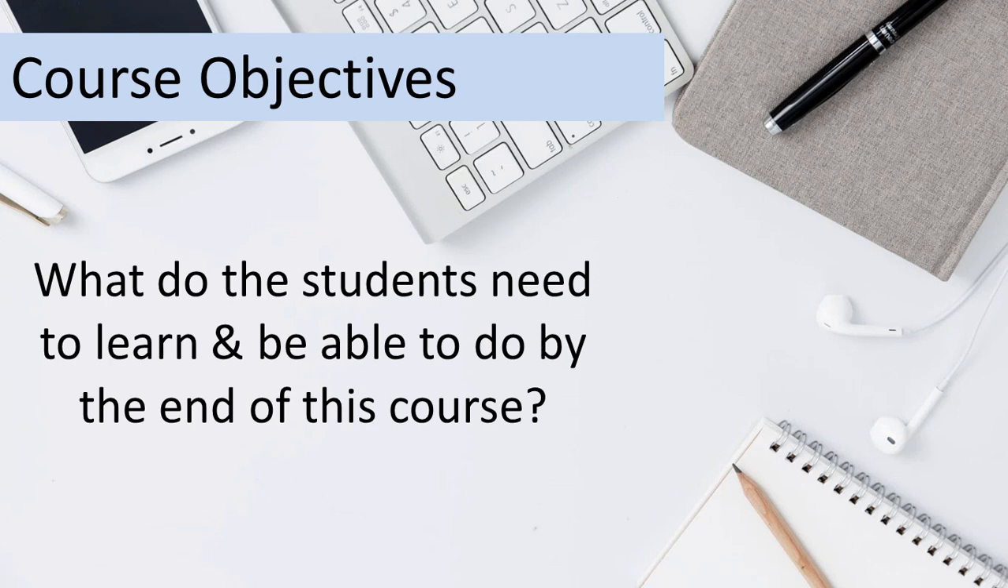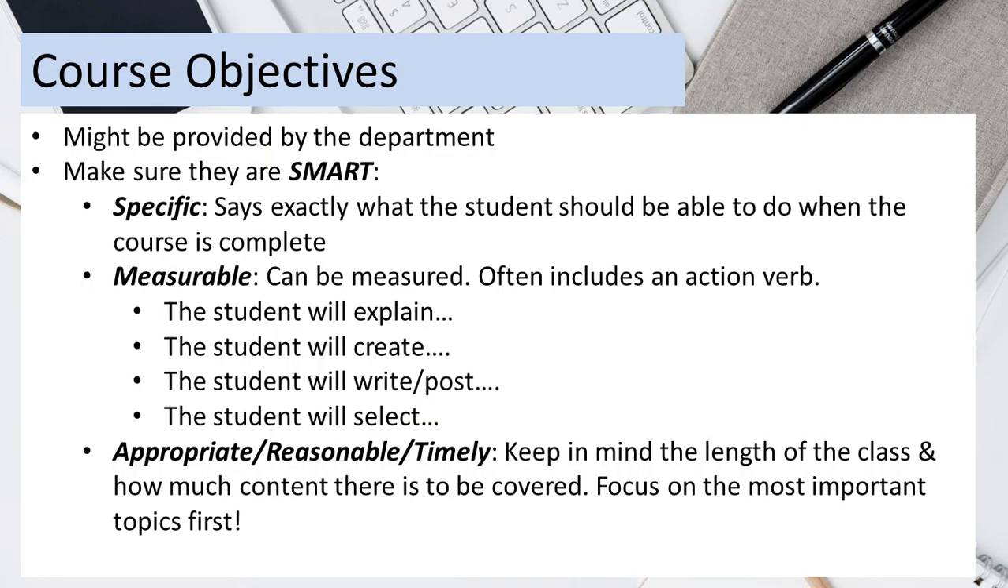The big question that you're asking yourself here is, what do the students need to learn and be able to do by the end of this course? Now you want to make sure that these are measurable. To begin, you might want to ask your department, because some departments have defined course objectives for each course. And in that case, you're good to go because they've already been created. You just want to make sure to get access to them.